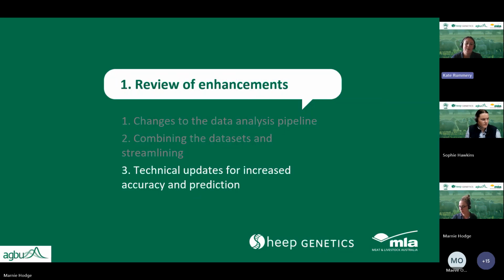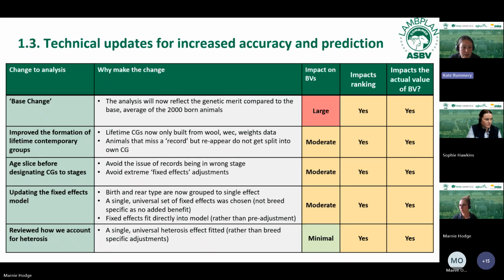Our third point here is a technical update, and this is resulting in increased prediction of breeding values and progeny performance. So there's quite a few changes occurring in this particular section. The first is a base change. As I said, we're removing phenotypes from prior to 2000, so as a result of that, we have to move the base.